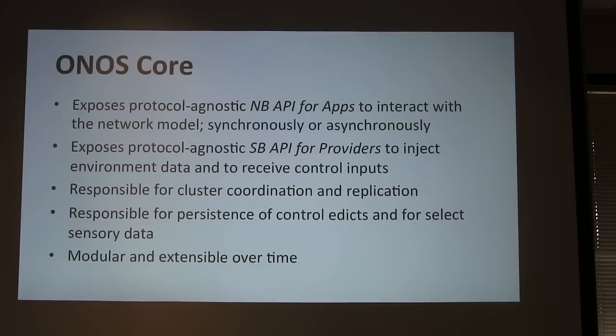Core is also responsible for any persistence requirements. So if there are important edicts like intents, you know, if an application says I would like to provision a point-to-point connectivity from here to here, that's a high-level intent, we should certainly remember it. Similarly, there may be select sensory data of importance that we would like to remember. Metrics, potentially, alerts, potentially, I don't know. So if you choose to persist it, that would be the job of the core. Providers should not be persisting stuff, period.